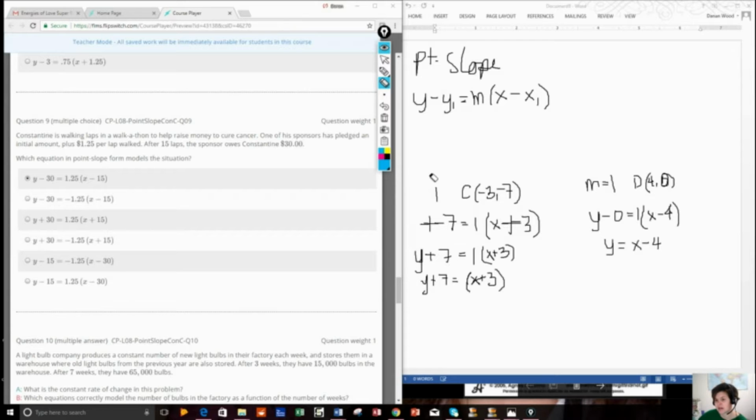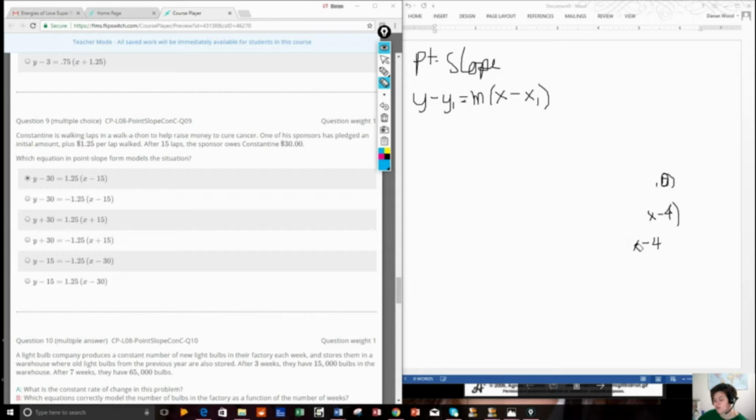We're looking for an initial starting and an ending point. We're looking for a slope, and the big keyword is "per." $1.25 per lap walked. That is a rate. So my slope is $1.25, and this is in money per lap.